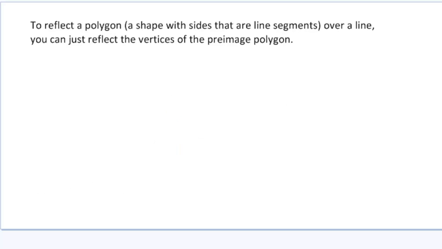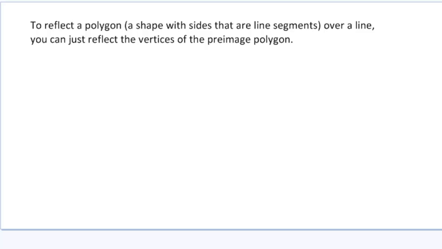Sometimes you'll have to reflect an entire polygon. A polygon, remember, is just a shape. It's a shape with line segments, so like triangles and squares and rectangles and pentagons. Those are all polygons. If you have to reflect an entire polygon over a line, you simply reflect each individual vertex of the polygon over the line, and you will see the new polygon, the reflected polygon, form.